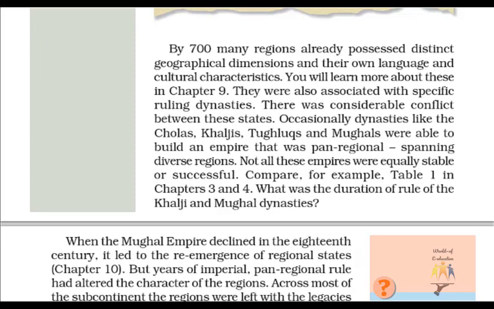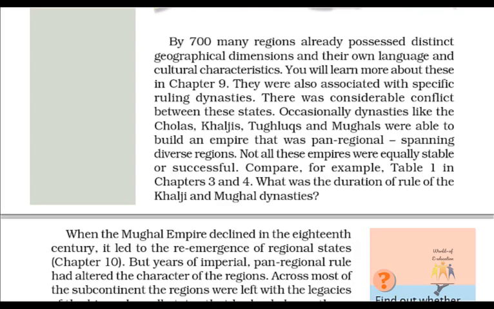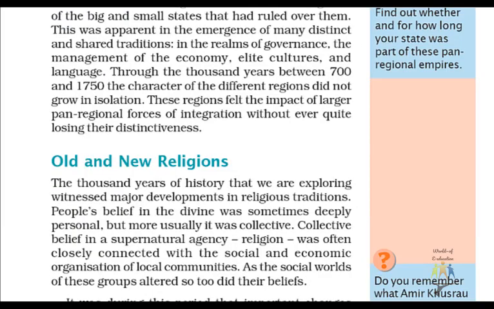When the Mughal Empire declined in the 18th century, it led to the re-emergence of regional states, Chapter 10. But years of imperial, pan-regional rule had altered the character of the regions. Across most of the subcontinent the regions were left with the legacies of the big and small states that had ruled over them. This was apparent in the emergence of many distinct and shared traditions in the realms of governance, the management of the economy, elite cultures, and language.